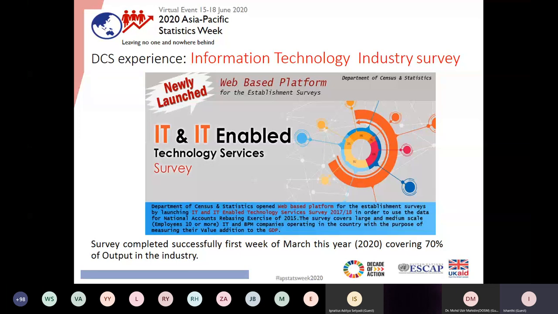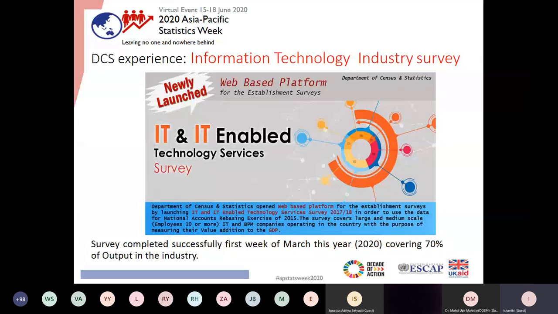At the planning stage, DCS faced the issue of developing an updated sample frame. At this point, all the IT industry associations in the private sector agreed to share their updated company member list with the NSO. It was a great success DCS achieved, because having an updated and accurate sample frame leads to developing the basement for a successful survey.